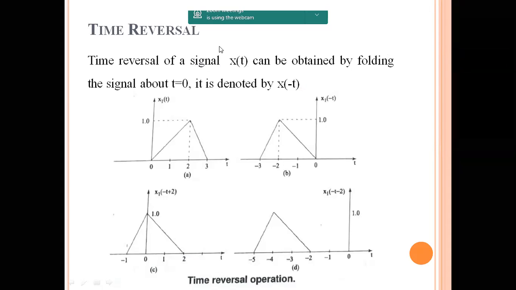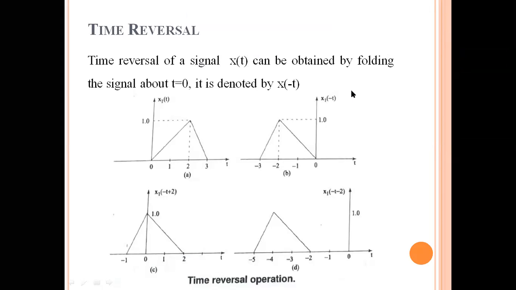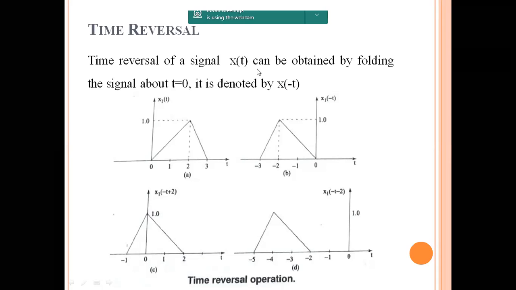So the next type of operation is time reversal. Time reversal of a signal x of t can be obtained by folding the signal about t equal to 0, and it is denoted by x of minus t. Time reversal means time has been reversed. Till now we have seen only the time shifting operation, where the actual time is shifted by some units, advanced or delayed, whatever it may be. We don't bother about the advancement or delay, but the time has been shifted to a new value. But in time reversal, the signal x of t is folded about t equal to 0.